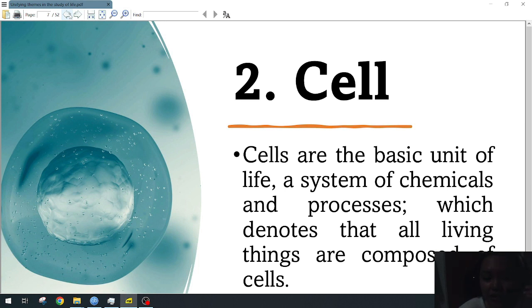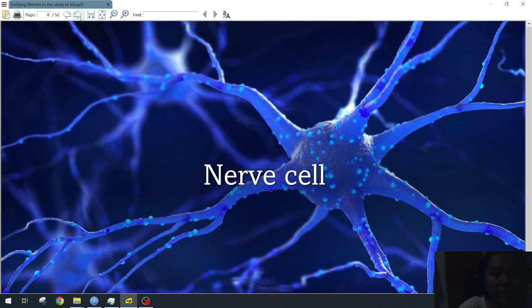Another is cell. Okay. So you know that that is the basic unit dahil tayo bilang multicellular organism ay nagsimula sa isa hanggang dumami nag-multiply yung mga cells mo. Kaya ka nga nag-grow, correct? So this picture illustration is an example of a nerve cell.